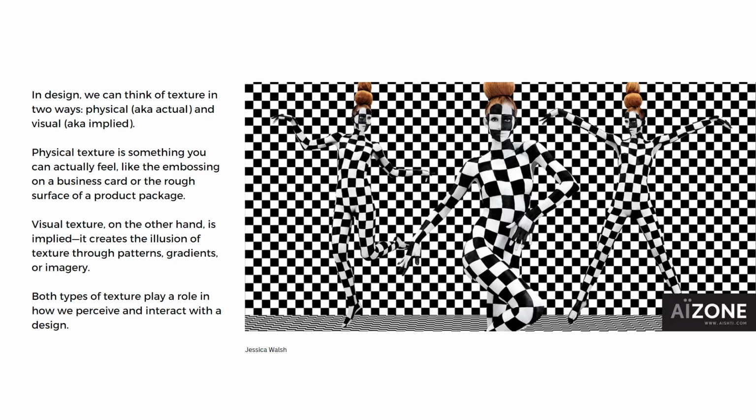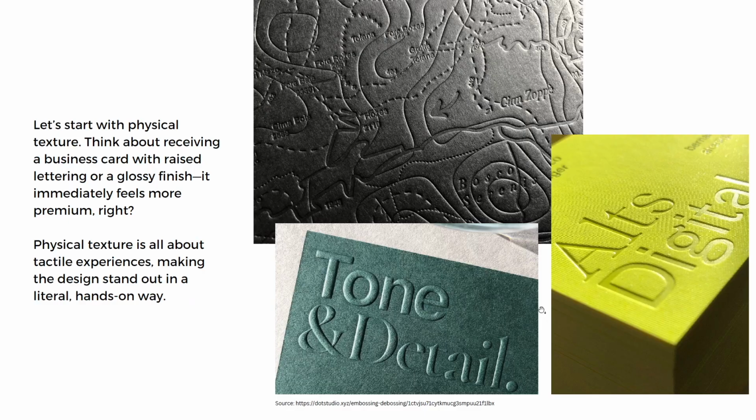For the physical texture, the actual texture, it could just be, maybe you have a business card printed on a heavy cardstock, but you put an embossing and a gloss on it. It's the actual texture of the card. It's the physical product that you've created. And both of these types of textures do play a role in how we perceive and interact with a design. And all of this can be really purposeful.